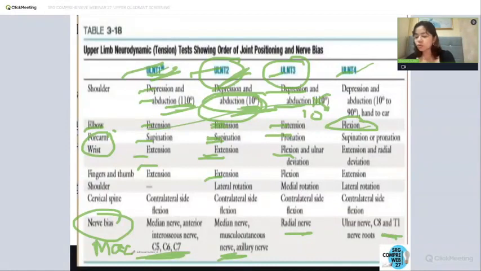Now for your ULTT2, that is MAM, M-A-M. Okay? MAM, bakit siya MAM? That is median nerve, axillary nerve, and musculocutaneous nerve. Okay? Again, this is MAC, MAM. ULTT3 is radial, and ULTT4 is actually your ulnar. So again, MAC, MAM, radial, ulnar. Okay? That is for your ULTT.